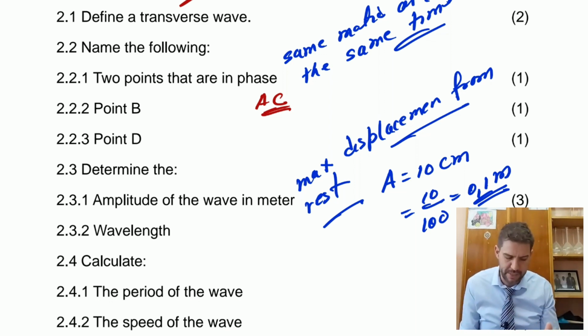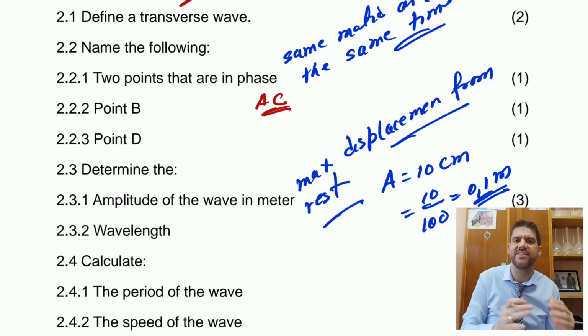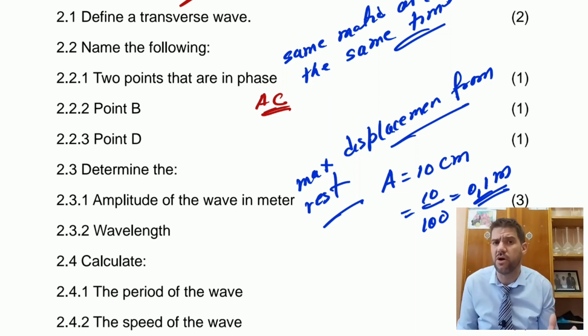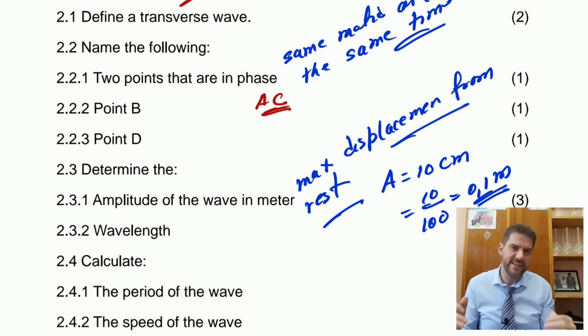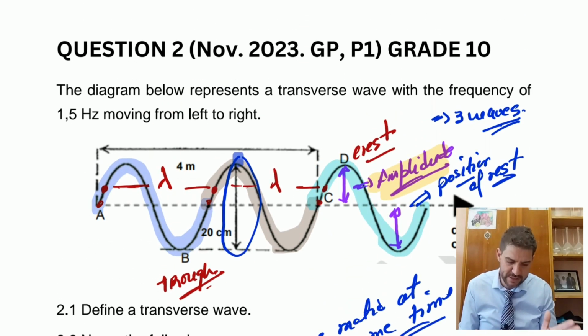It's quite simple. Wavelength. Now, wavelength is the distance between two consecutive points that are in phase. We already spoke about that one. Guys, it is the length of one wave. If we go here, they gave us 4 meters from A to C. From A to C, there are 2 waves. So the length of one will be 2 meters.